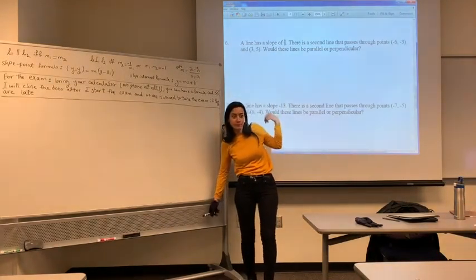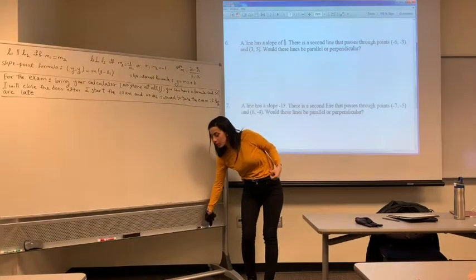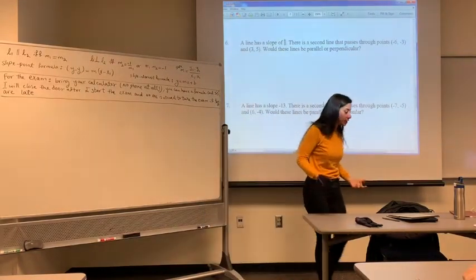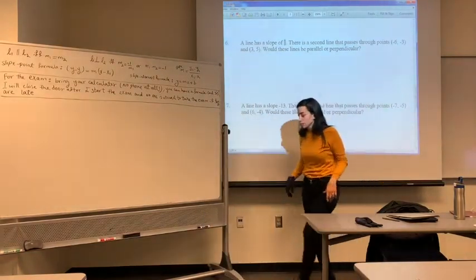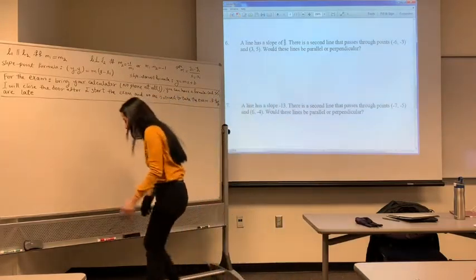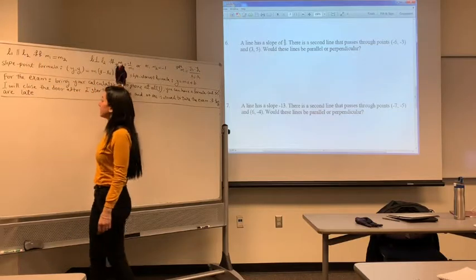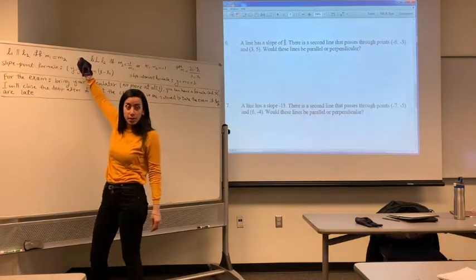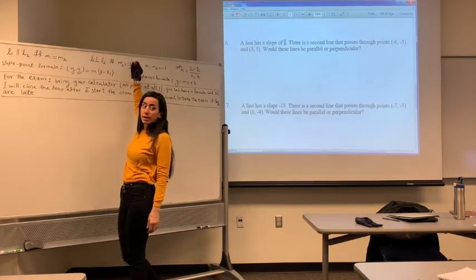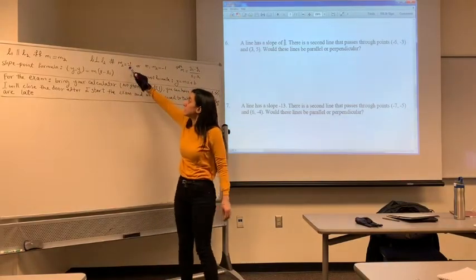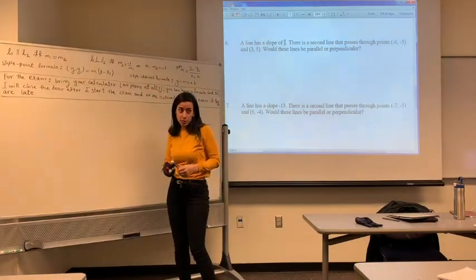Are you done with these two? Okay, so it's not that difficult. You just need to find a slope, correct? And then compare the slopes, and you will see if they are parallel or perpendicular. Parallel if the slopes are equal, perpendicular if the slope is negative reciprocal of the previous slope.